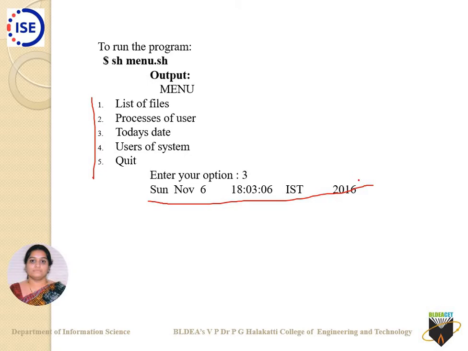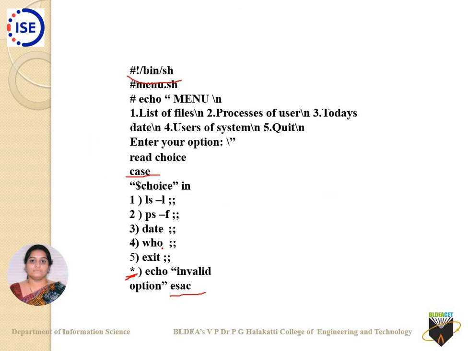Okay, so if you want to run it one more time, run sh filename.sh again, and this will be printed. It will ask you to enter your option. You can enter option 1, so it will list the current directory with ls -l. Okay, if you use option 4, what will be executed? The who command will be executed.